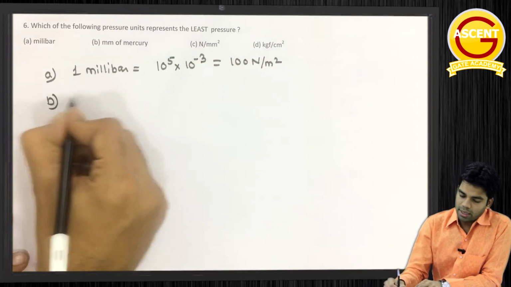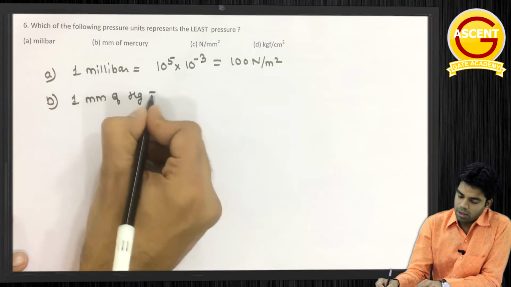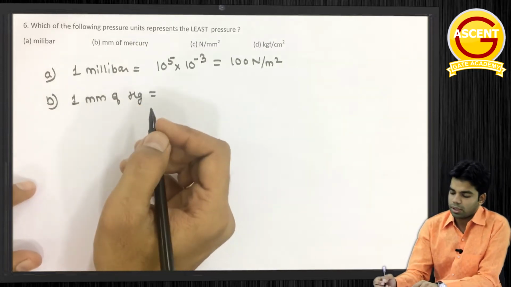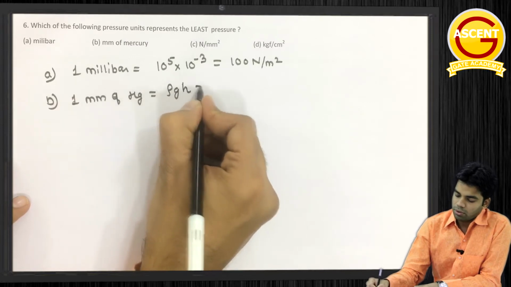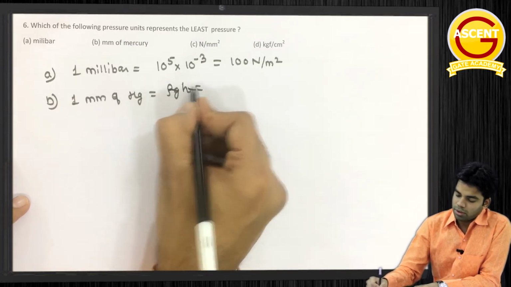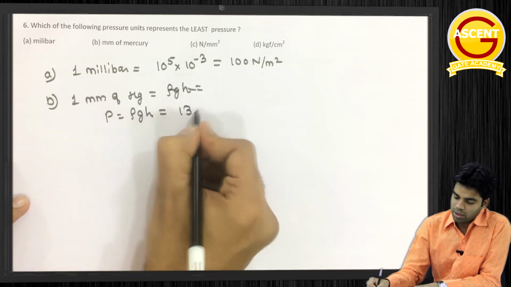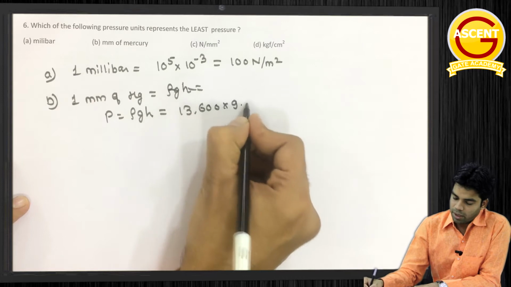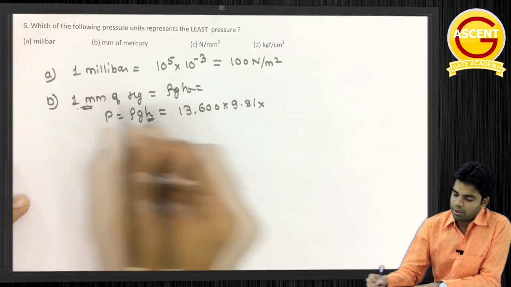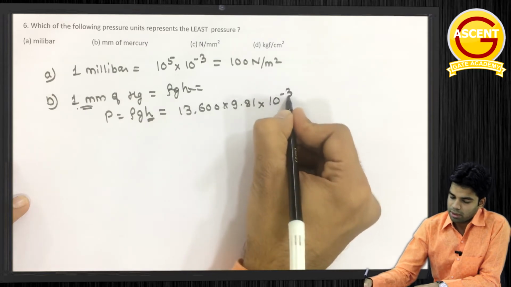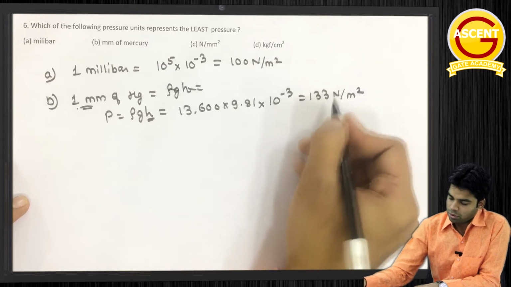Second is mm of Hg, 1 mm of Hg. Okay, so 1 mm of Hg is how much pressure in terms of Newton per meter square? This pressure will be equal to rho gh, so this will be equal to 13,600 into 9.81 into height. Height is 1 mm of Hg, so in terms of meter, 10 raised power minus 3 meter, so this will be equal to 133 Newton per meter square.